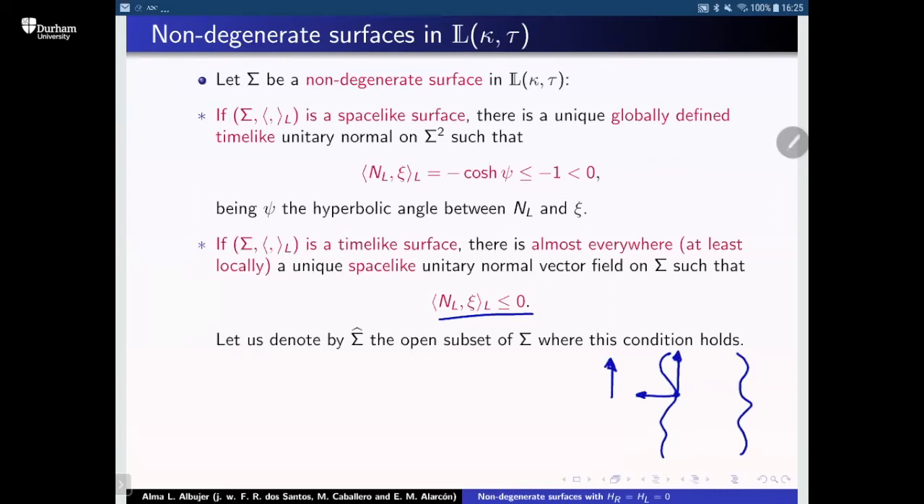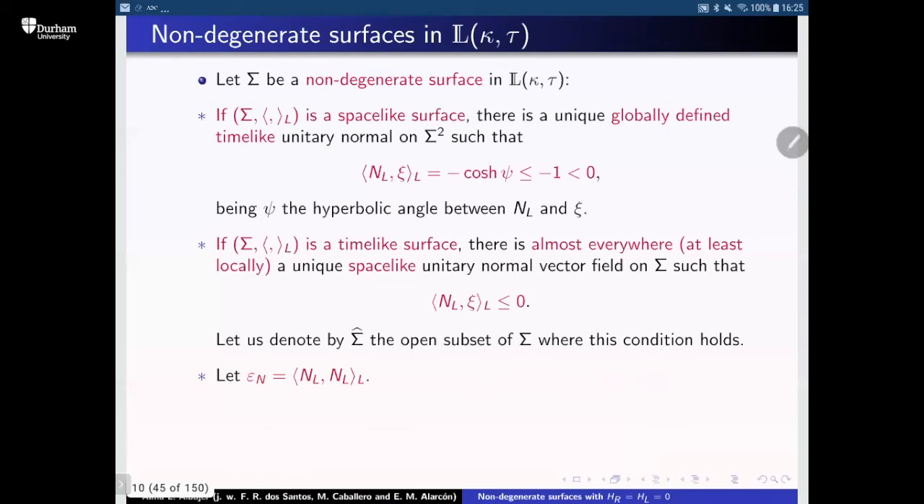And if I take a neighborhood of this point, in any neighborhood of this point, would it be possible to have this inequality here? So there can be some points, some curves in our surface in which we cannot even locally define a space-like unitary normal vector field such that this inequality is satisfied. But we can do it almost everywhere, because the set of points where this condition holds is dense on our surface. So let us denote by sigma hat this open and dense subset of sigma where this condition holds.